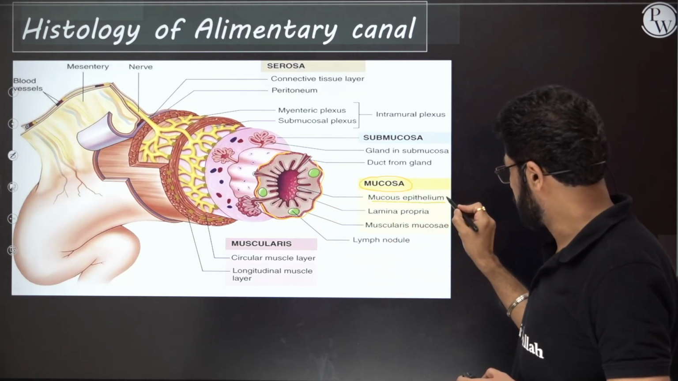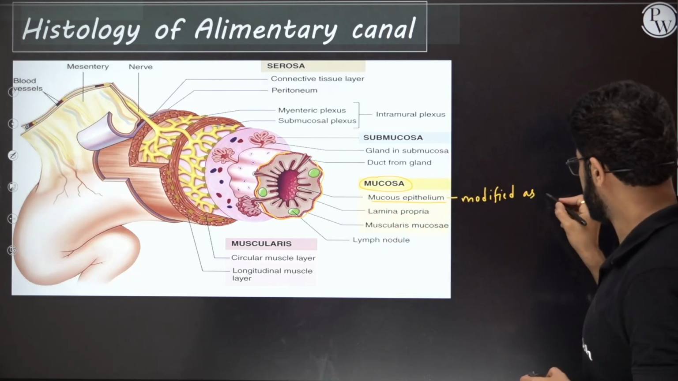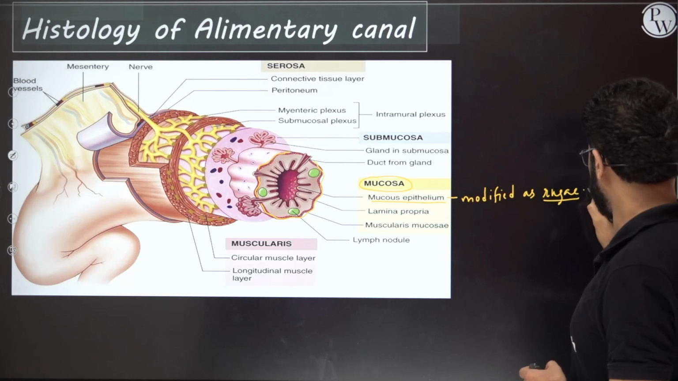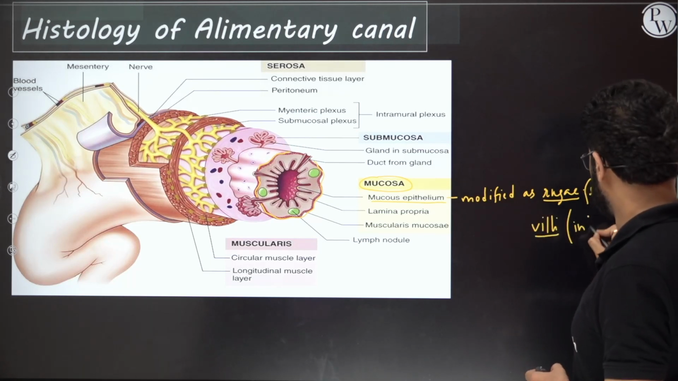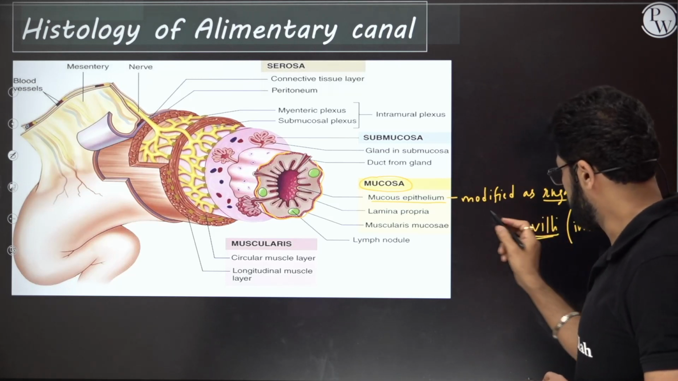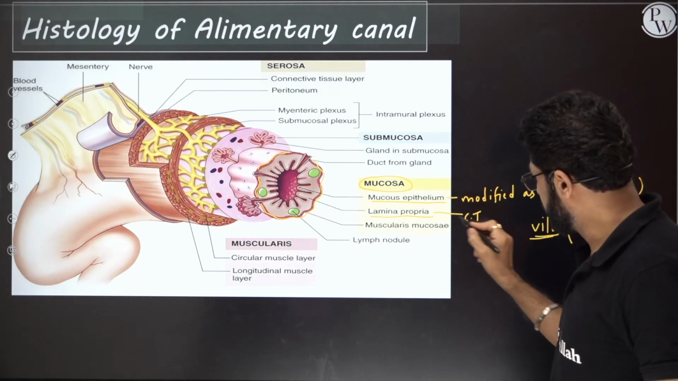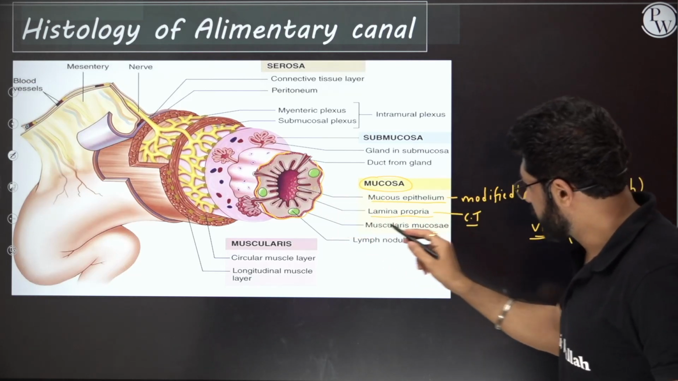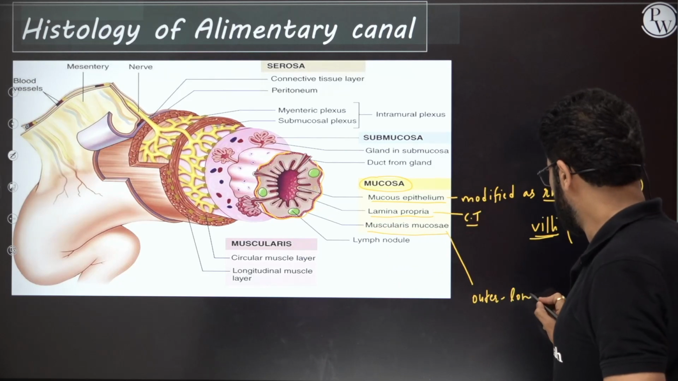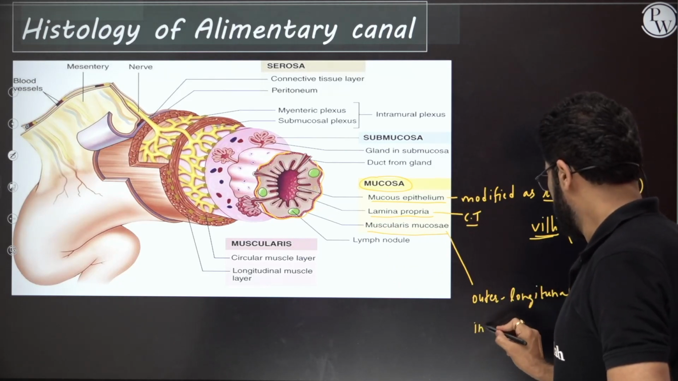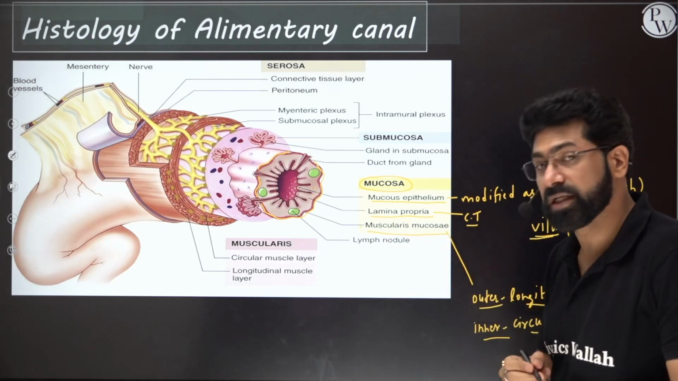This mucous epithelium is modified as rugae in the case of the stomach, and as villi in the intestine. Next comes the lamina propria. This is the connective tissue. After that, you can see the muscularis mucosa layer. The muscularis mucosa will again have outer longitudinal muscles and inner circular muscles.